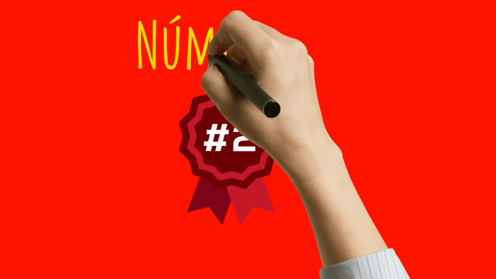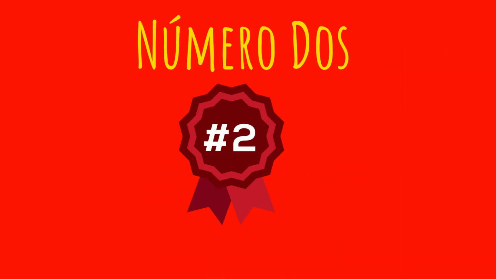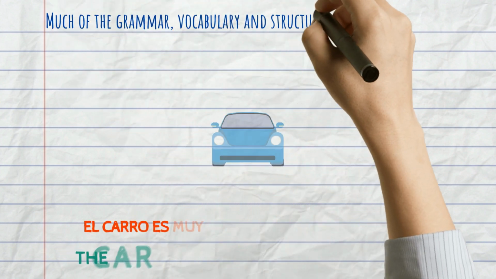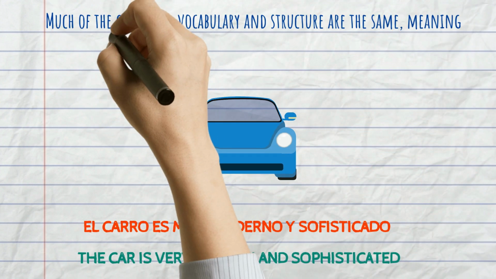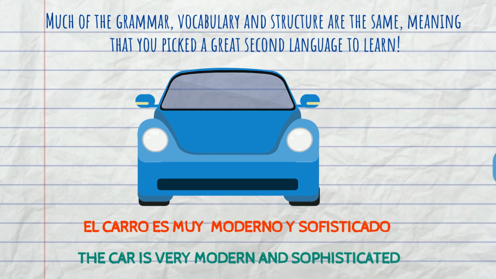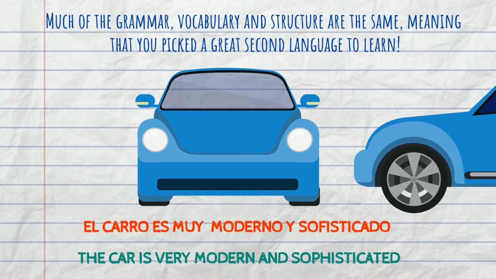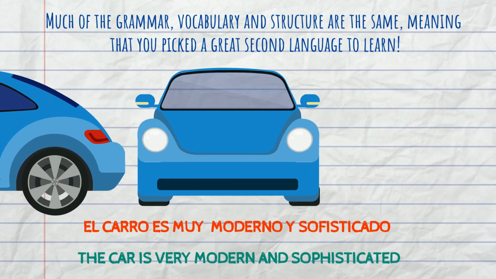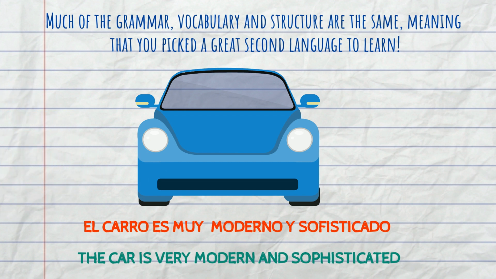Número 2. Number 2. Much of the grammar, vocabulary, and structure are the same, meaning that you picked a great second language to learn. For example, el carro es muy moderno y sofisticado. The car is very modern and sophisticated. Can you see the similarities?